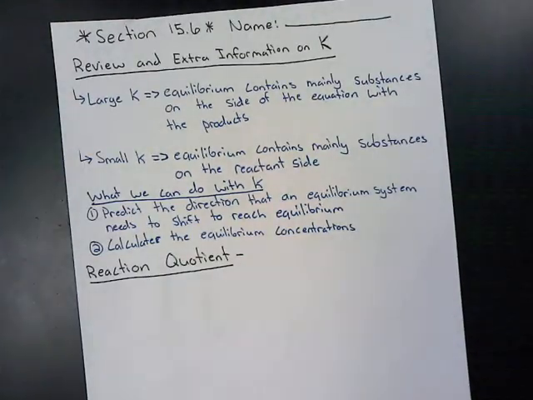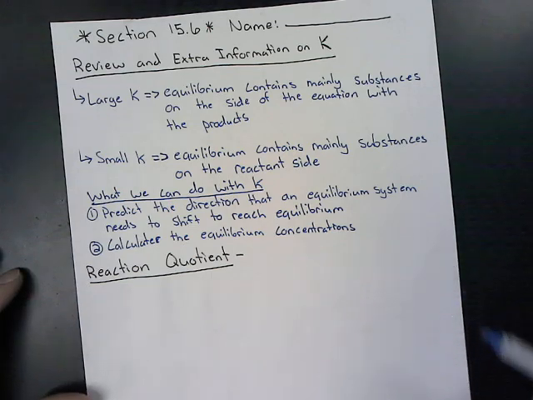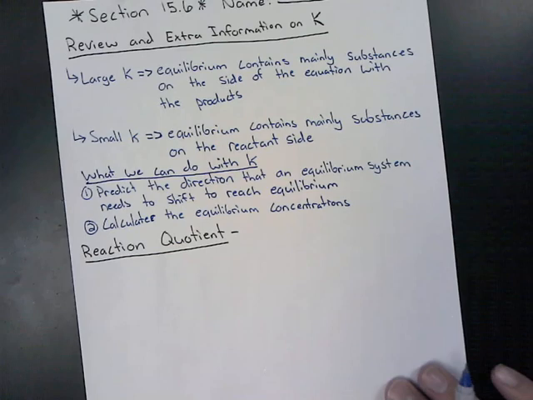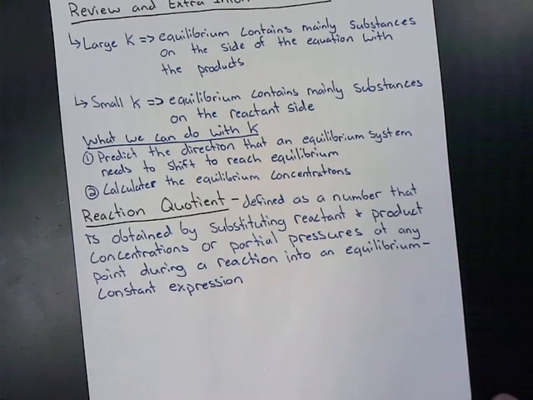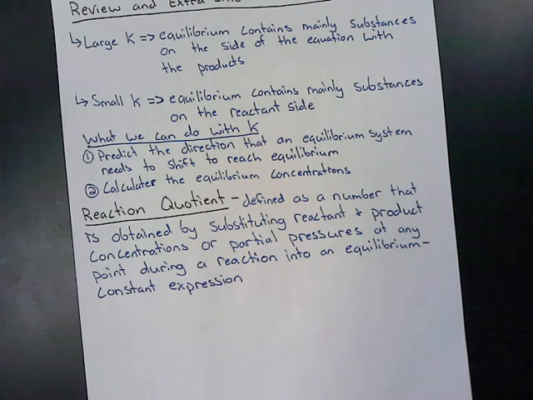And so we get down here to how do we know which way this equilibrium shifts? And we get to this reaction quotient. Now the reaction quotient is defined as the number that is obtained by substituting reactant and product concentrations or partial pressures at any point during a reaction into an equilibrium constant expression. So I'm going to pause and write that down. All right, so here is that definition written out.